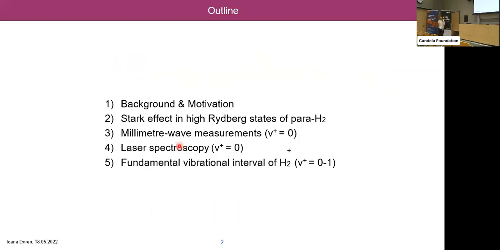So the outline of my talk is as follows. I will start with the background and motivation for this project, followed by the introduction of the Stark effect in high Rydberg states of para H2. Then I will present to you the results of the two main types of measurements that we performed. So we have millimeter waves and the laser spectroscopy. And I will finish with an outlook for the determination of the fundamental vibrational interval of H2.